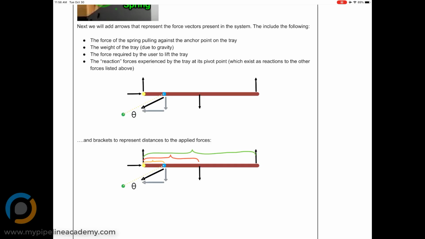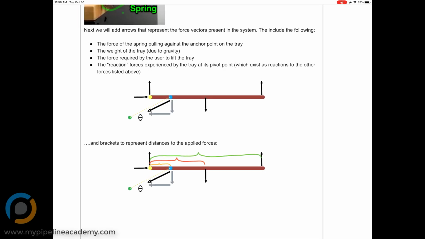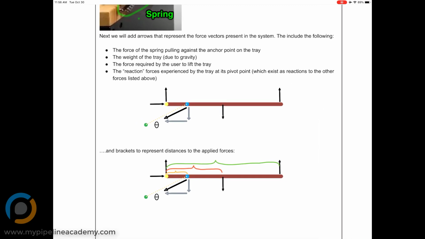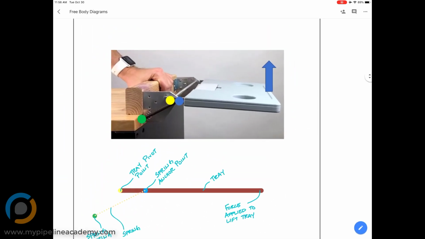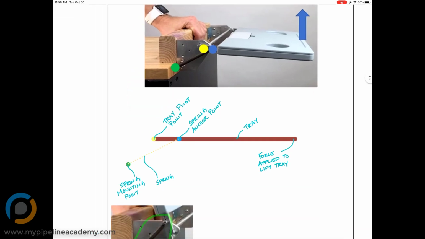Okay, so we're going to talk a little bit about this tray example with the spring. Let's start by looking at this picture up here. We've got this tray and we have a spring. The spring is right between that yellow circle and the green circle. And we want to know how much force you have to exert where the blue arrow is in order to overcome the force of the spring and lift the tray up.